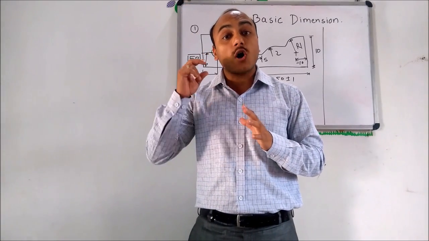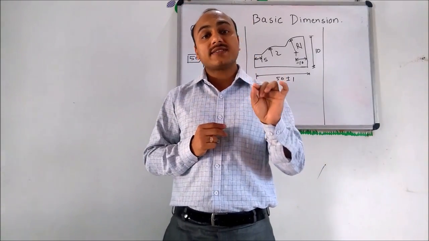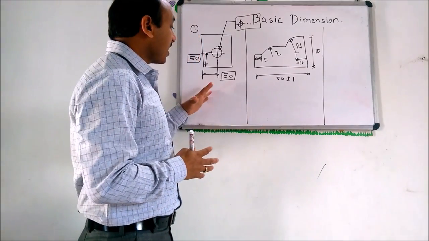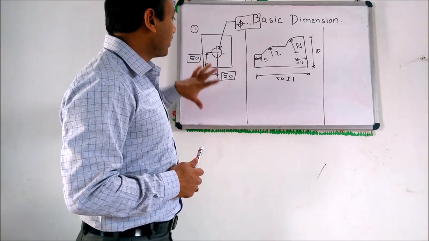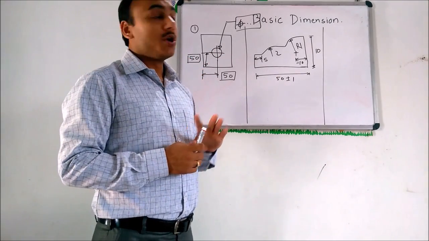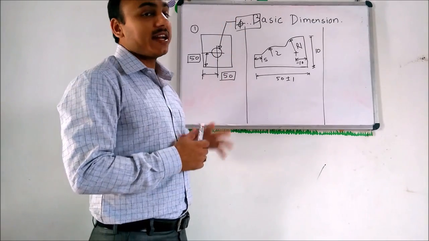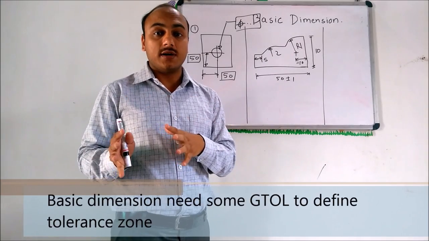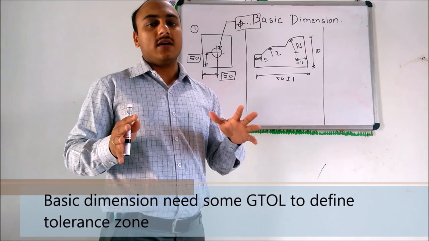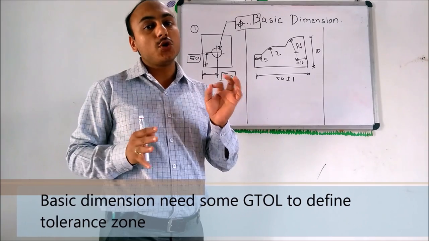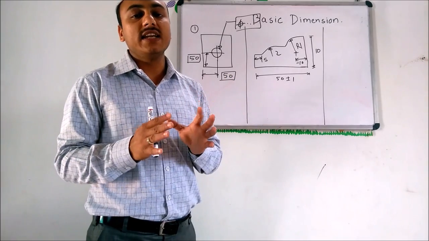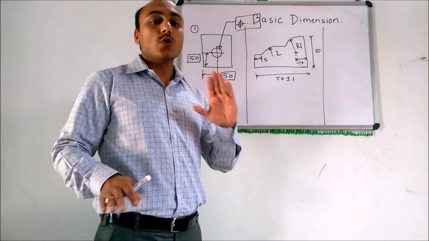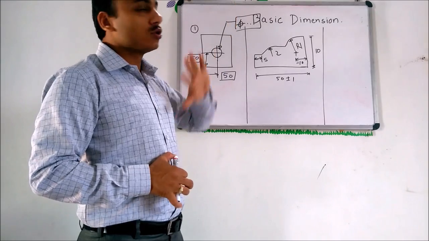So to provide a tolerance zone, all basic dimensions must contain some geometric tolerancing. Like in this case, we have defined the location of the hole as a basic dimension. So we need some geometric tolerances on that to provide that tolerance zone, so it can be manufactured, because no machine in this world can produce zero tolerance. So we need at least some tolerance, and basic dimensions do not carry any tolerances. So we need to provide GTOL in those cases.